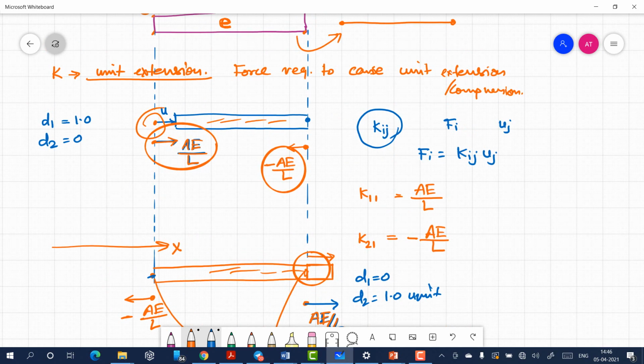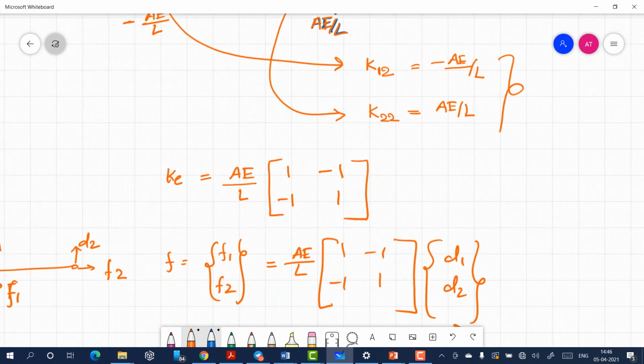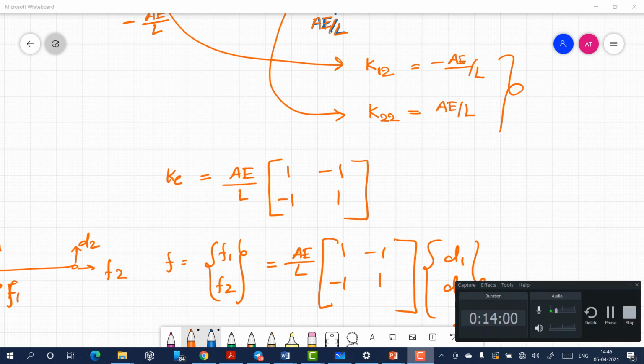Okay, so in one bar you can have both, and because I have broken that, application of displacement at node number 1 and node number 2, you get only two components here, two components there, and then you assemble these two, and that's how you get the whole elemental matrix. Okay, so that is all for today's lecture.